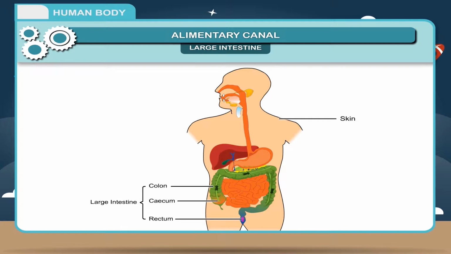As water is absorbed in the large intestine, the semi-solid waste is passed into the rectum as feces. The feces are finally passed out from the body through the anus, and this process is known as egestion.